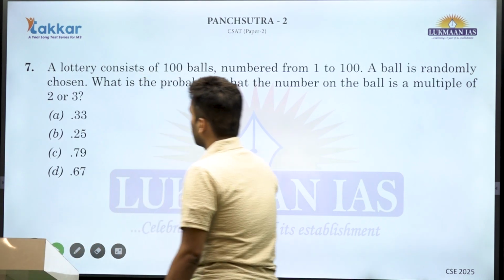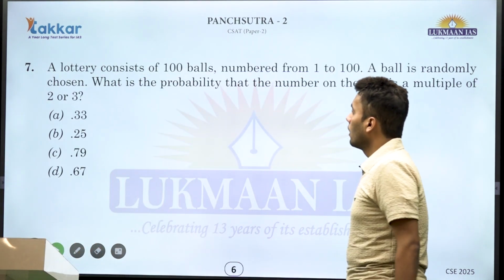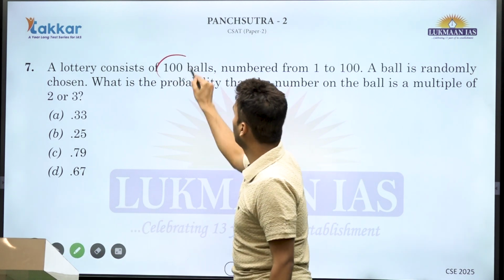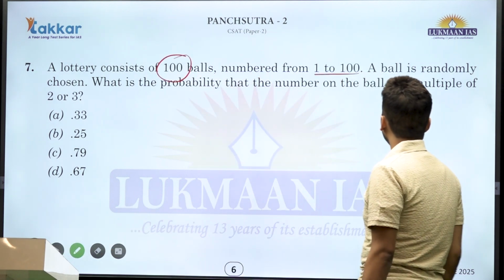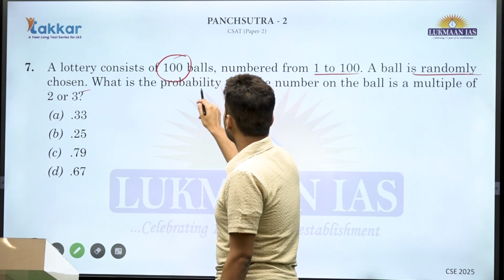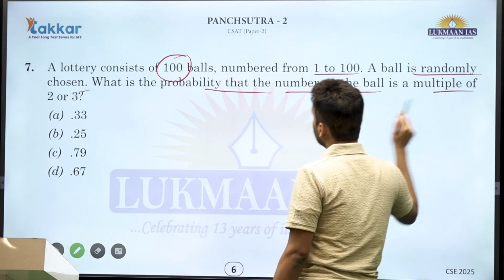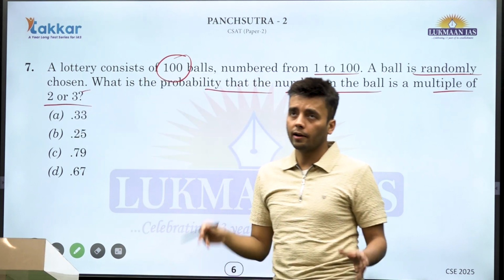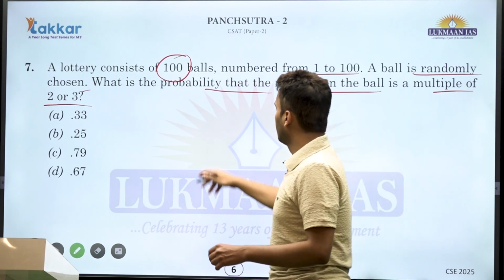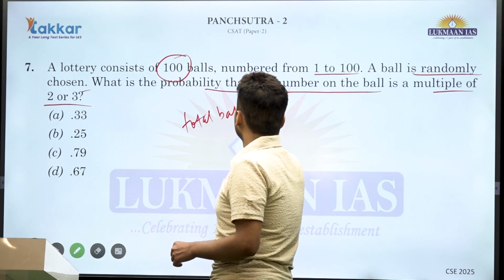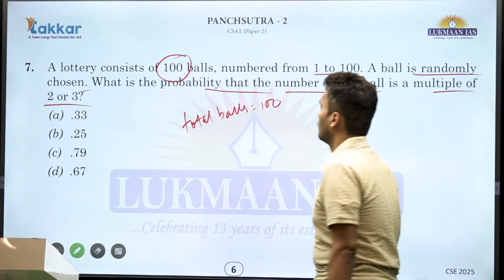Now let's move to the next question. A lottery consists of 100 balls, numbered from 1 to 100. A ball is randomly chosen. What is the probability that the number on the ball is a multiple of 2 or 3? So there are 100 total balls.